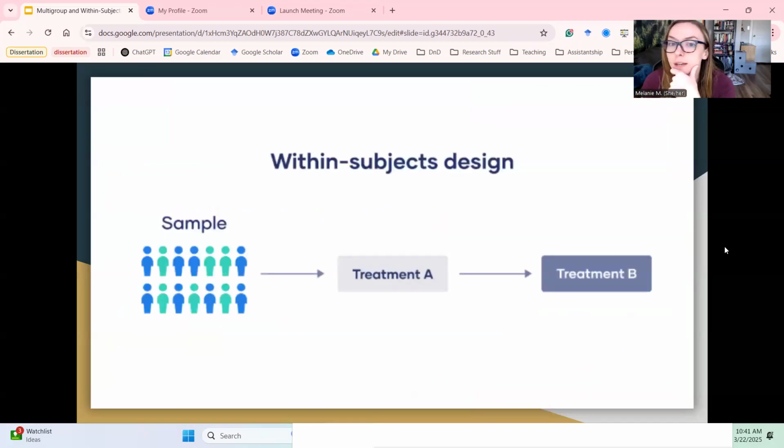So here's a visual of what within subject design might look like, just as a comparison from between subject. In this case, our entire sample gets each of the treatments. Rather than dividing them into treatment A and treatment B, all of them are going to get treatment A and treatment B. Some of them might get treatment A first, some of them might get treatment B first. That's part of where we're counterbalancing. But for simplicity, I just like this visual so you can kind of see the difference as compared to between subject.